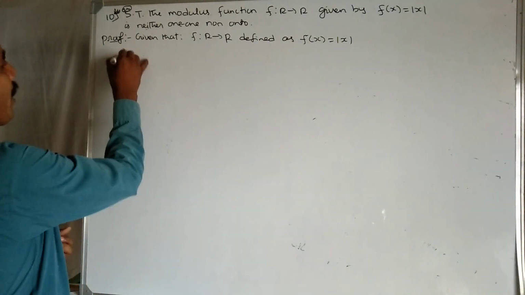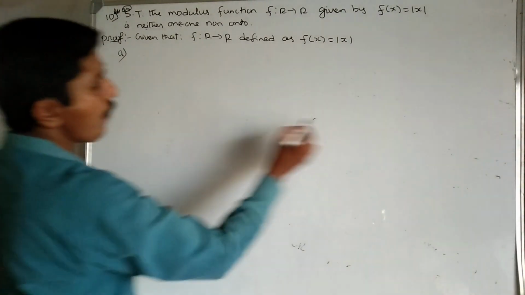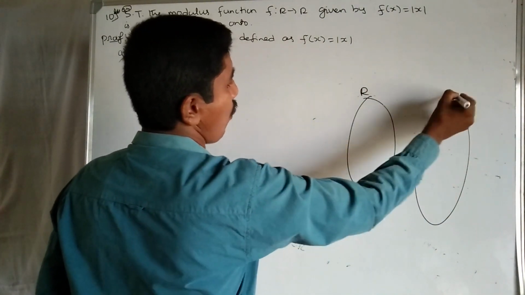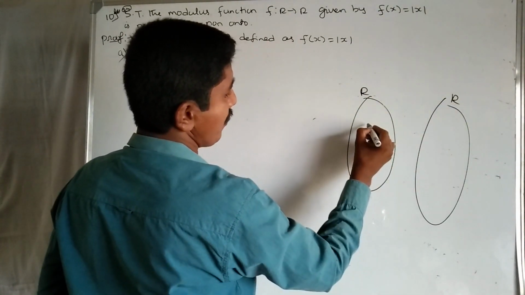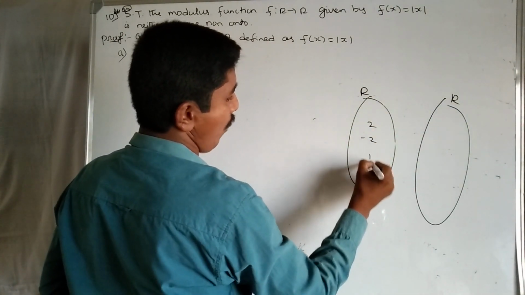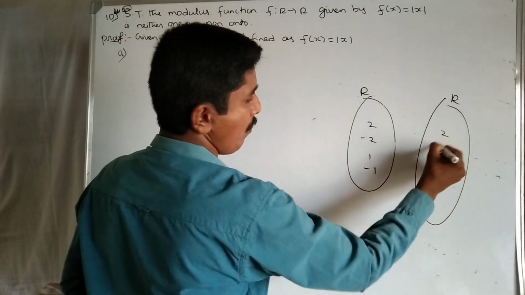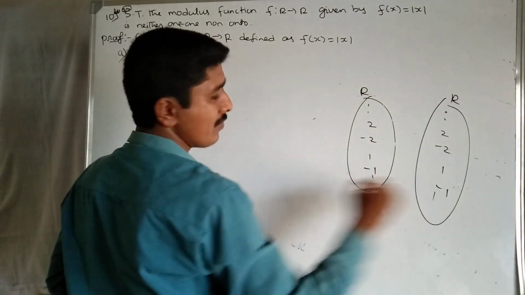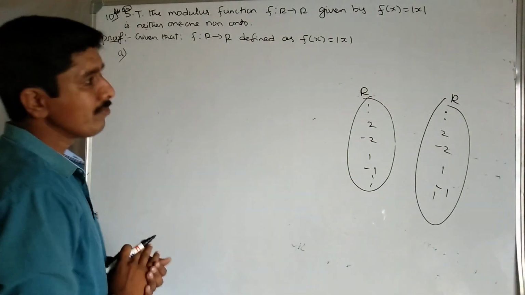First, proving it is not one-one. Here the domain is R, codomain is R. Suppose you take 2 and minus 2, or 1 and minus 1. Real numbers form an infinite set, so I am just taking some elements.